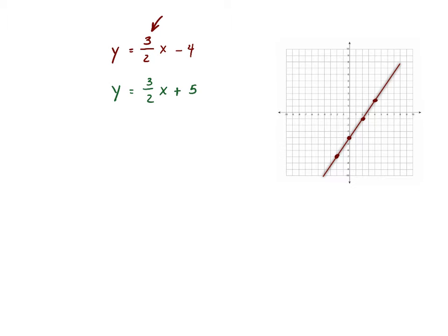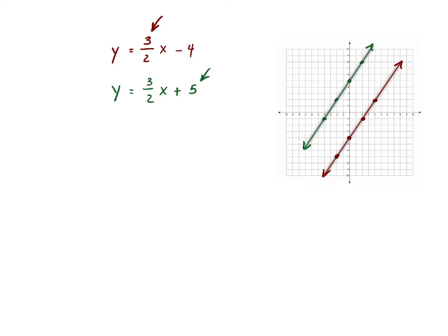Let's do the green equation. The y-intercept is positive 5, so way up here. And its slope is 3 over 2 also, up 3 over 2. So I'm just counting the same way, down 3, back 2. Down 3, back 2. Let's draw it in. Now this would be an example of what we call an inconsistent system.